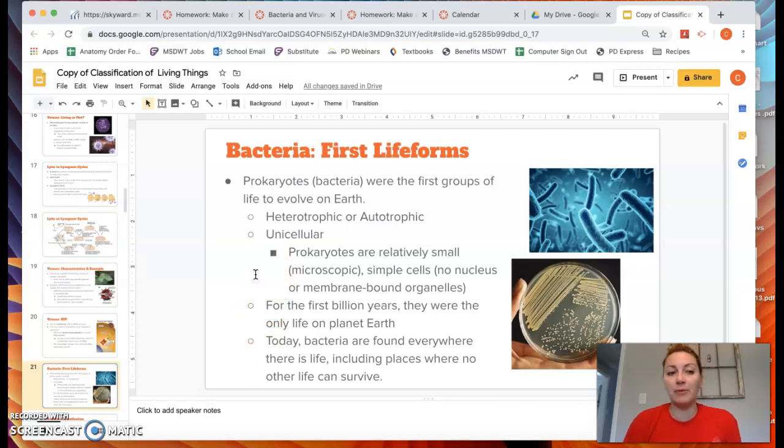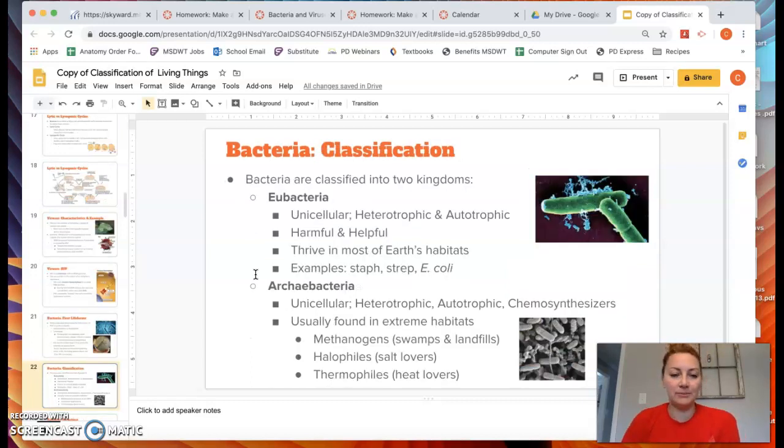If you recall from our last set of notes, the original way that we grouped organisms was that there were plants and there were animals. We had no idea about bacteria. And now that we have microscopes, obviously we have a lot more information on them.